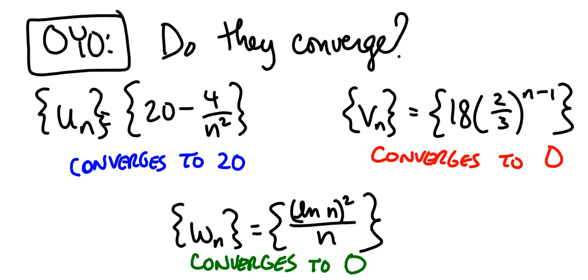It's easy to look at the limit of this as n gets large. The 4 over n squared goes to 0, so 20 minus 0 is 20. It's easy to look at these and see that as 2/3 gets raised to bigger and bigger powers, that eats up the 18 for sure. Here we can find the limit by L'Hopital's rule. We use L'Hopital's rule a couple of times to establish that this limit is in fact 0. So hopefully this is helpful to you. And that's all we talk about with respect to sequences.